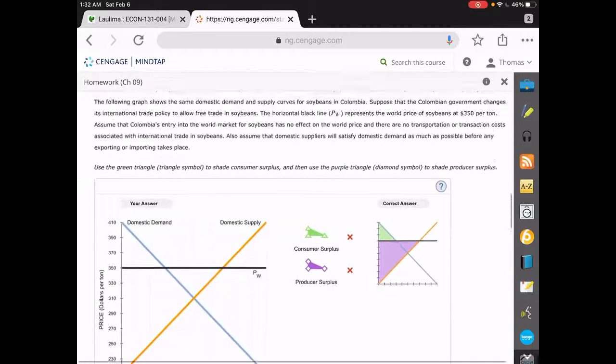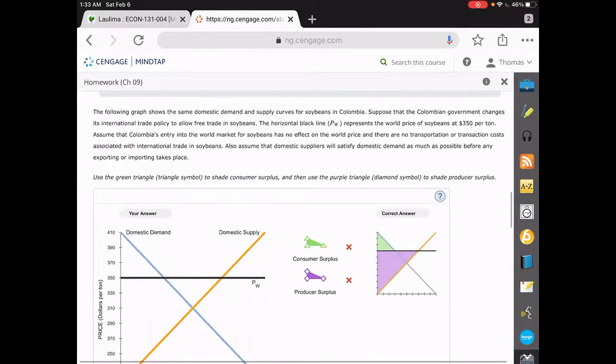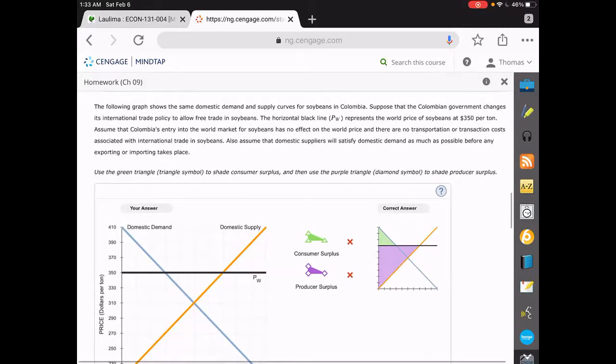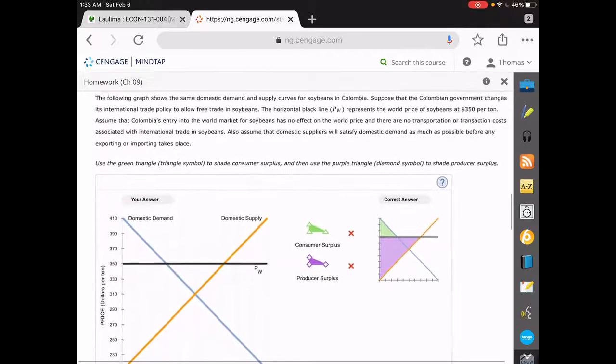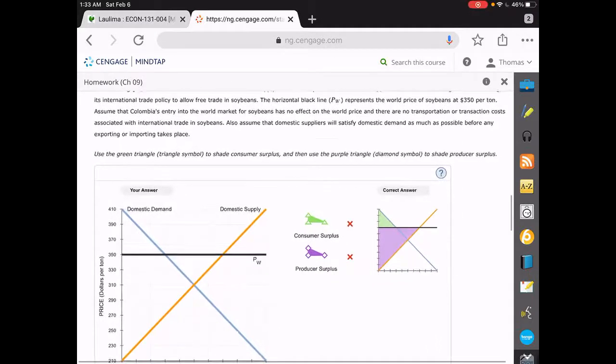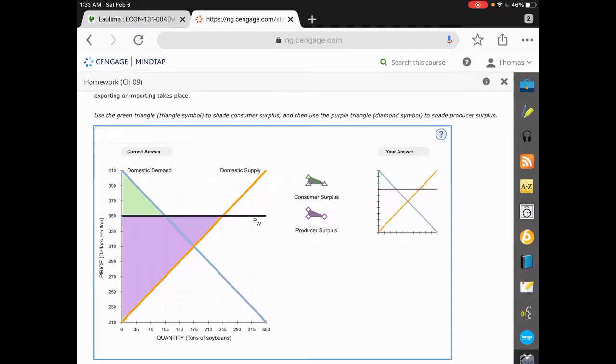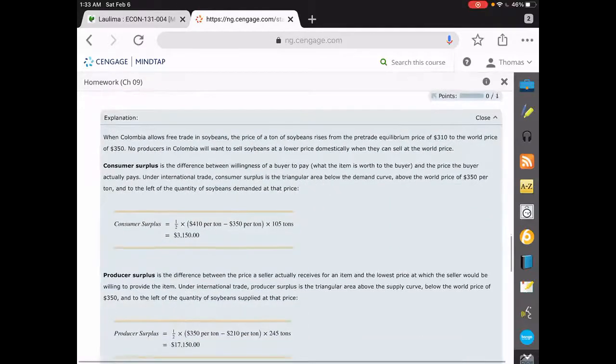Okay. Then we've got a price in this case that's the world price versus the domestic price, and we need to resolve this. So now the triangle is this much larger area here, the consumer surplus, the smaller area here. Resolve those triangles.